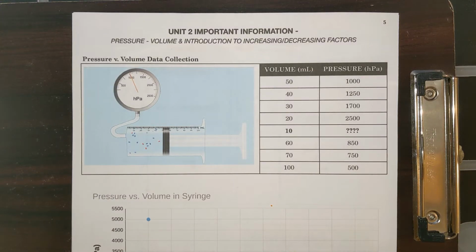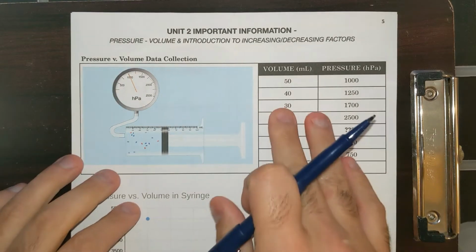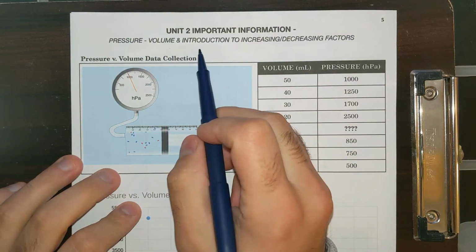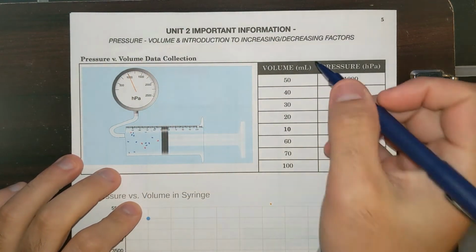So here are video notes that we did in class, but if you were absent or needed a refresher, I have them for you. This is Unit 2 information on pressure, volume, and introducing increasing and decreasing factors.